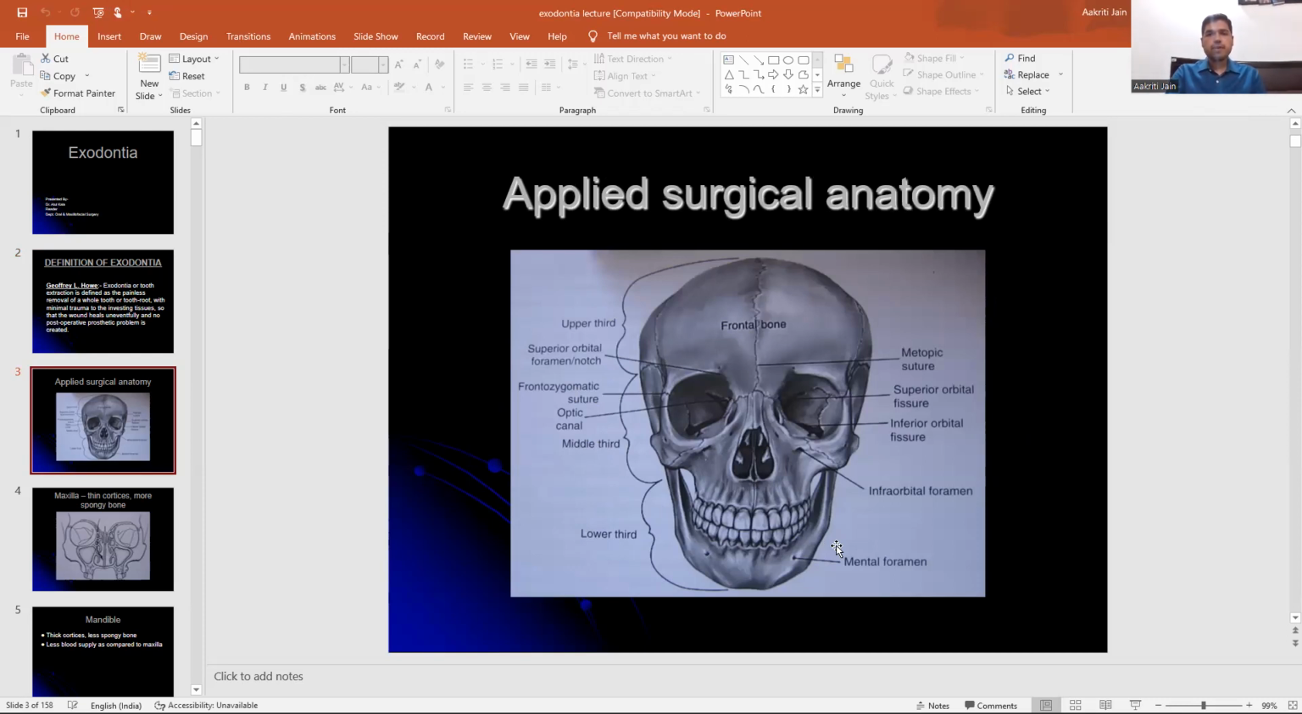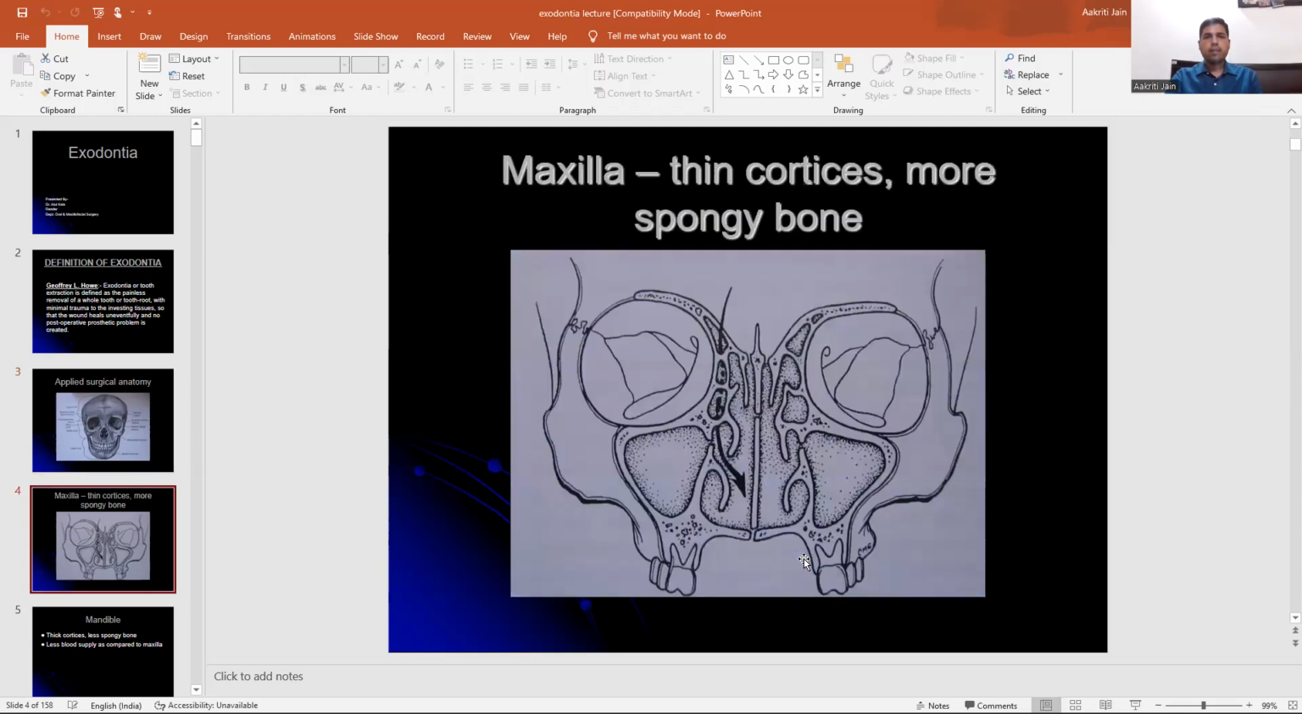As you can see, the different anatomical structures here are the supraorbital notch, frontozygomatic suture, optic canal in this area, superior orbital fissure, as you can see here. Inferior orbital fissure is present here, and this is the infraorbital foramen. And in the mandible, this is the mental foramen, where the mental nerve comes out.